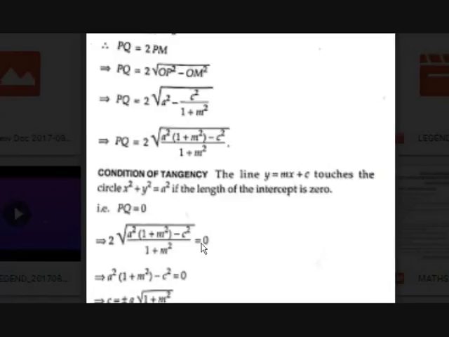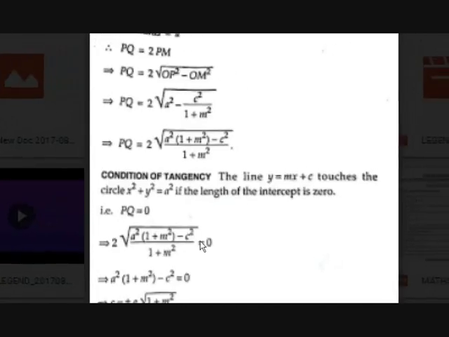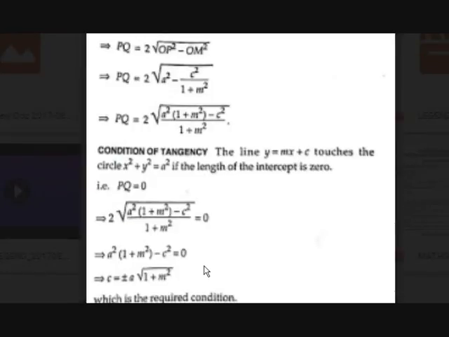If we simplify that, 2 goes to the other side, 0 by 2 becomes 0, and the square root goes to the other side. So, (a²(1 + m²) − c²) by (1 + m²) will be 0. If 1 + m² goes to the other side, a²(1 + m²) − c² is equal to 0. So, c is plus or minus a root of 1 + m², which is the required condition.